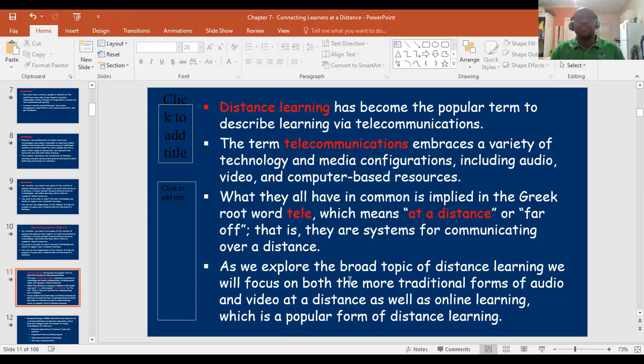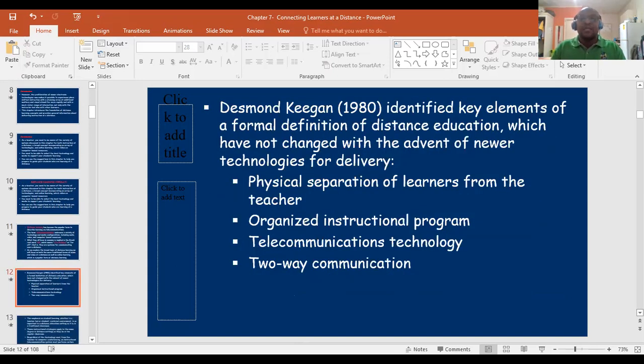Now, as we explore the broad topic of distance learning, we will focus on both the more traditional forms of audio and video at a distance, as well as online learning, like we're doing now, which has been popularized as a form of distance learning the world over. Now, Diamond and Kagan, as early as 1980, identified key elements of a formal definition of how distance education should be regarded.